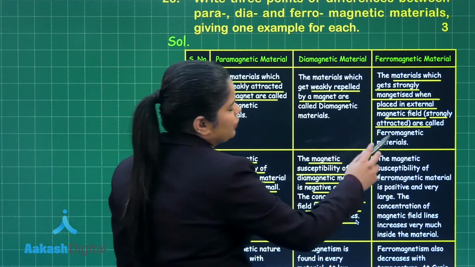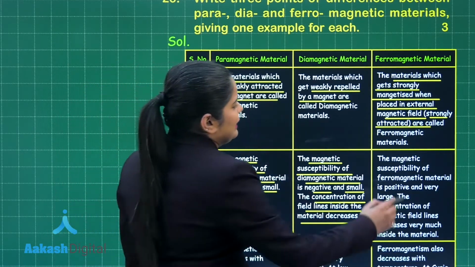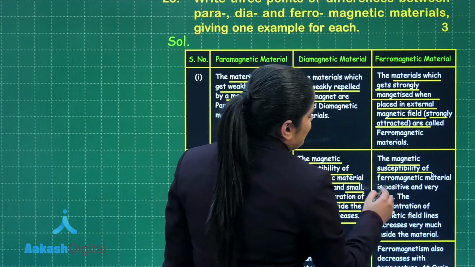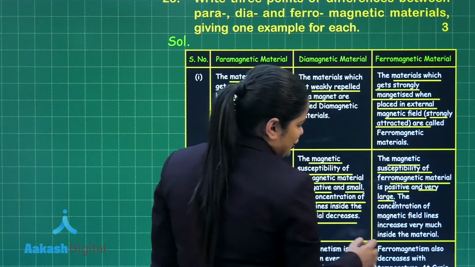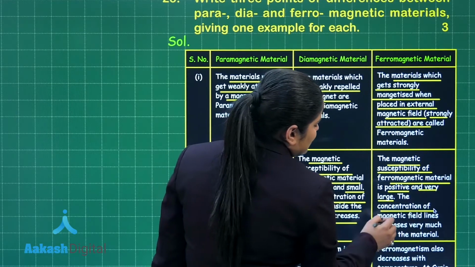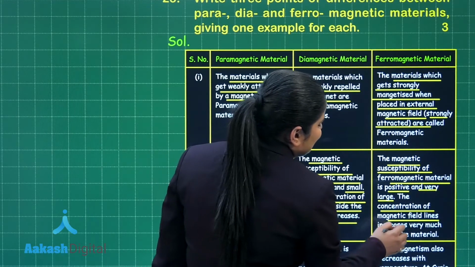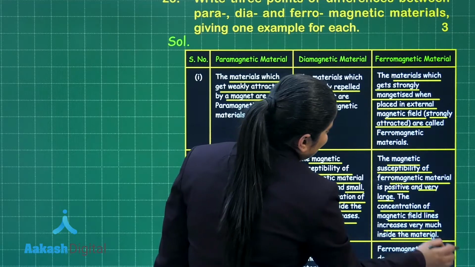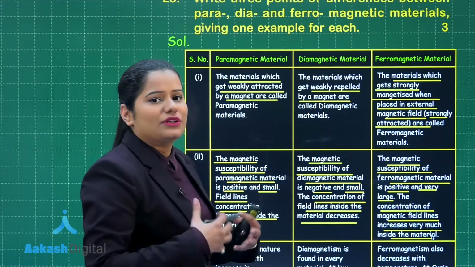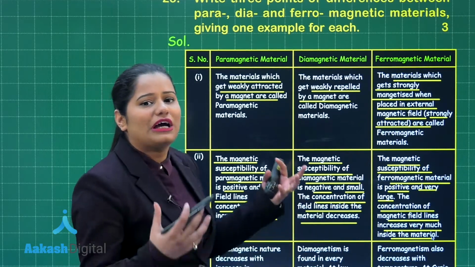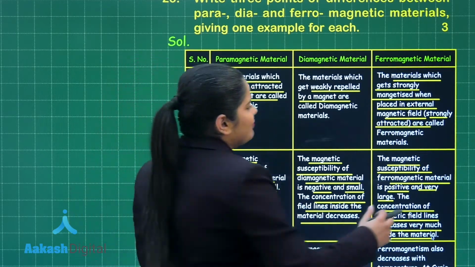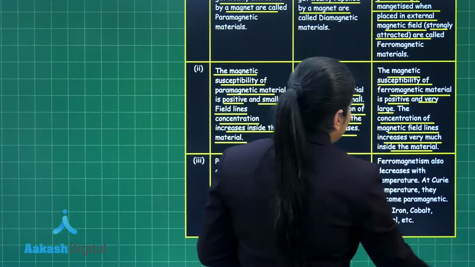Okay, moving on to the ferromagnetic material. The magnetic susceptibility of a ferromagnetic material is positive and very large. Therefore, the concentration of magnetic field lines increases very much inside the material. So there is going to be an increase in the magnetic field lines inside the ferromagnetic material because they have a large value of magnetic susceptibility.